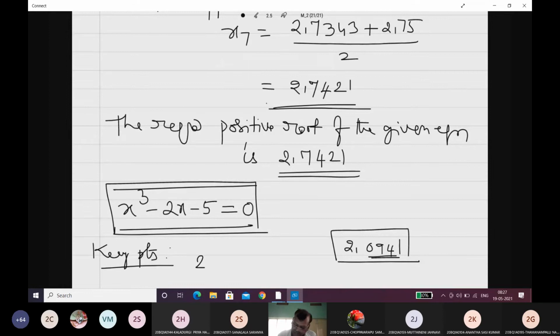It lies between 2 and 3. The root lies between 2 and 3. This is the answer, because f of 0 is negative, f of 1 is negative, f of 2 is negative, and f of 3 is positive. Therefore, the root lies between 2 and 3. Isn't it? Now, again, we have to note down some more examples as practice.